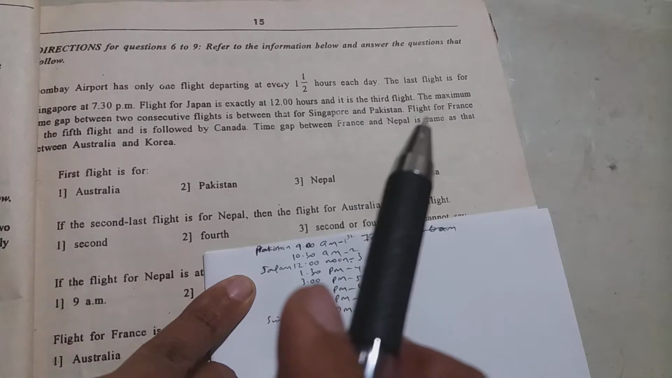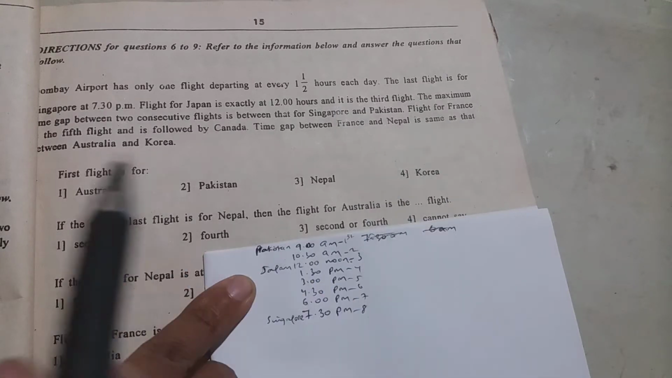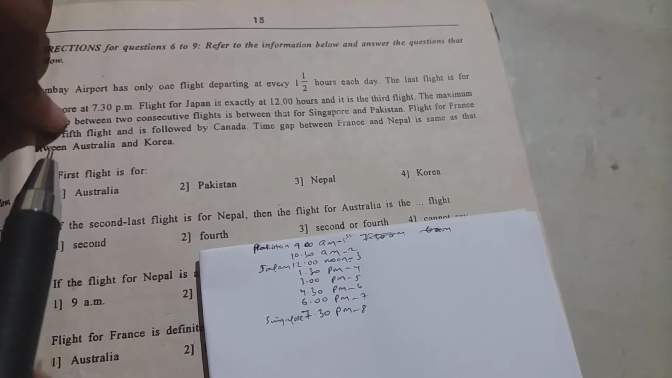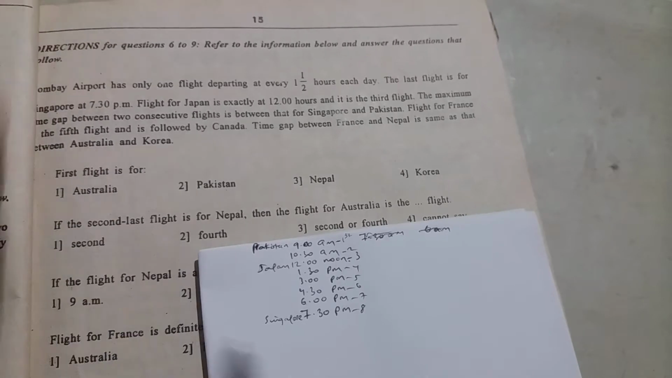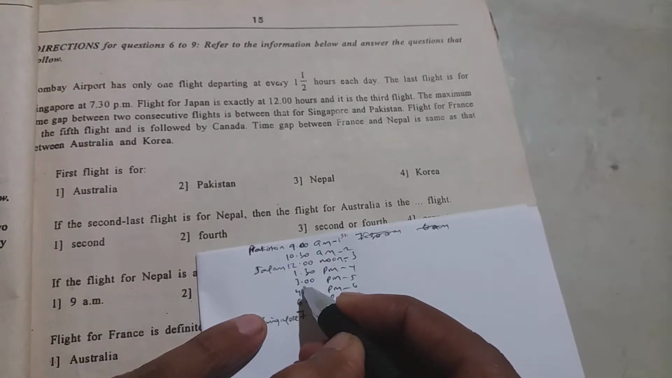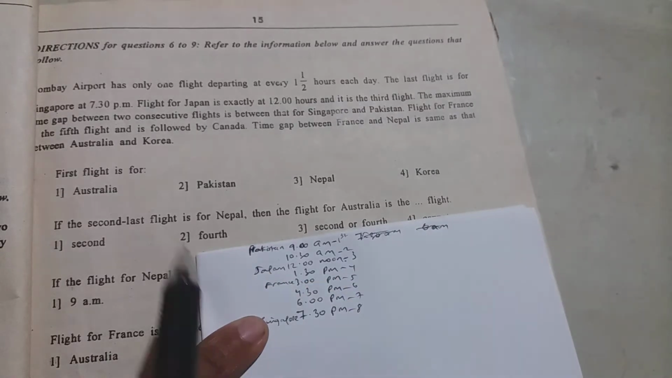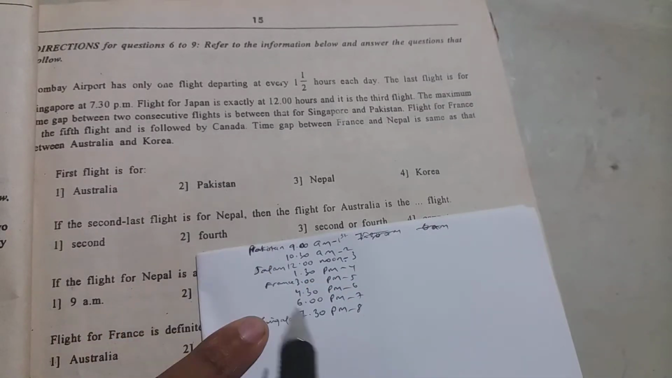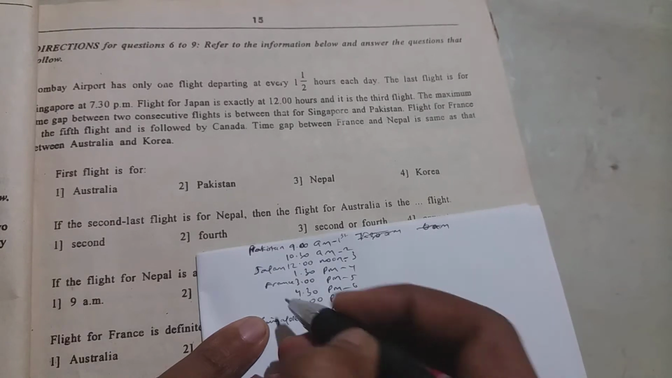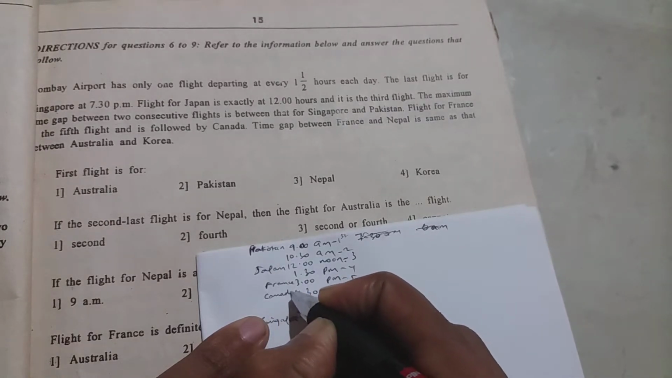Okay, fine, till here we have solved. Then it says the flight for France is the 5th flight. So which is the 5th flight? Means at 3 o'clock. So this is the flight for France. France is at 3 o'clock, is the 5th flight, and is followed by Canada. So the 6th flight at 4:30 is for Canada.